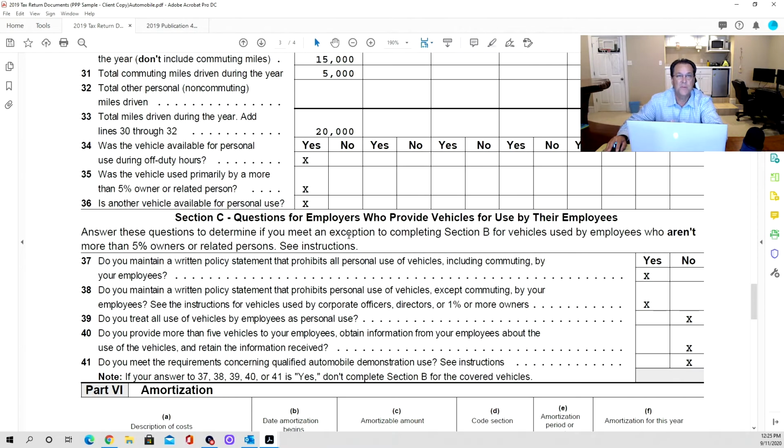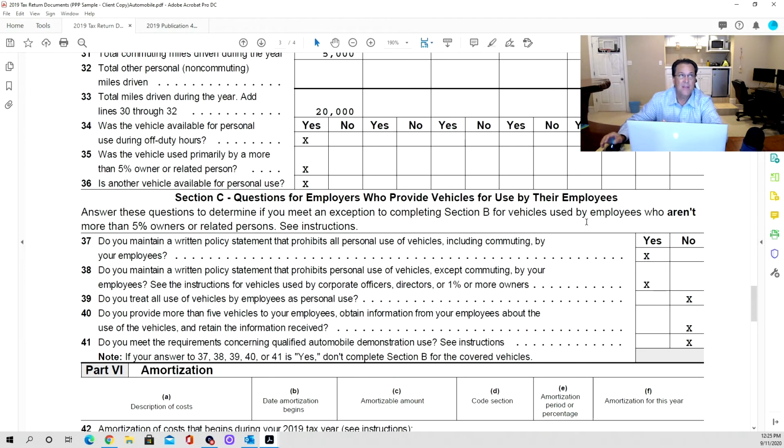Now also, there's another section, questions for employers who provide vehicles for use by their employees. So if you're a small business and you're providing your employees vehicles, here is all the written documentation. I'm not going to get into the weeds on that.